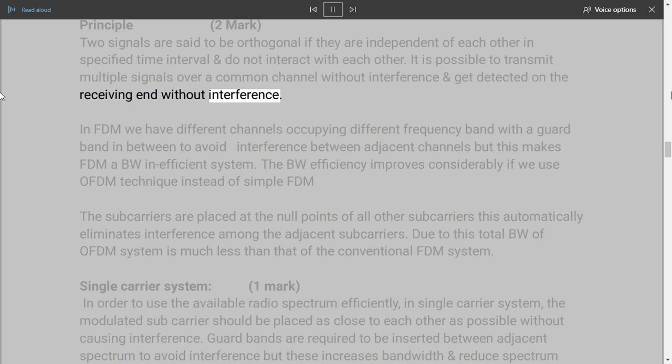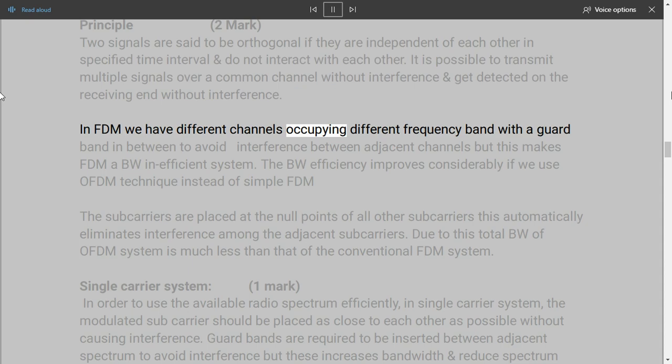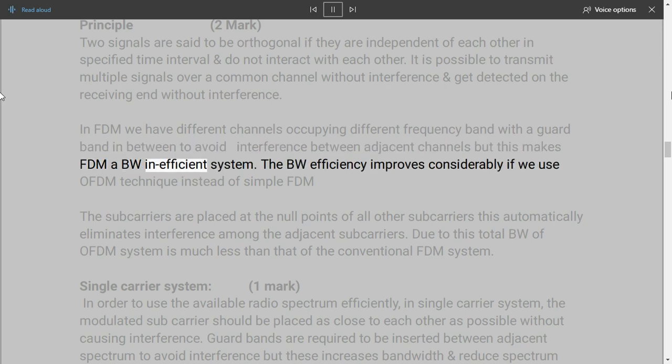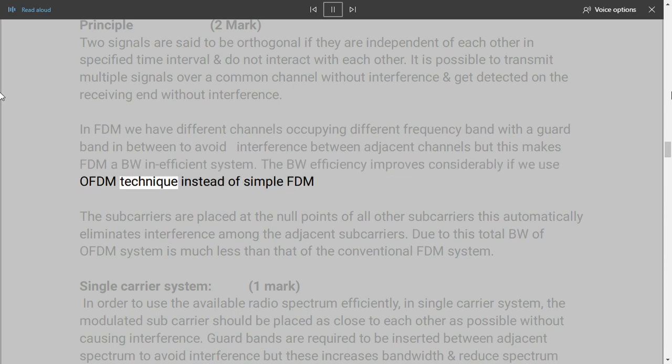In FDM we have different channels occupying different frequency bands with a guard band in between to avoid interference between adjacent channels, but this makes FDM a BW inefficient system. The BW efficiency improves considerably if we use the OFDM technique, instead of simple FDM.